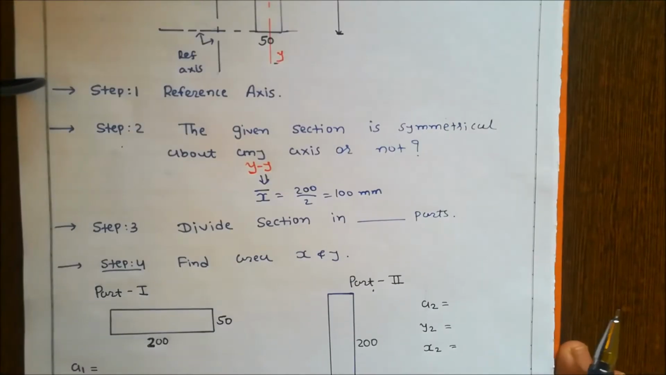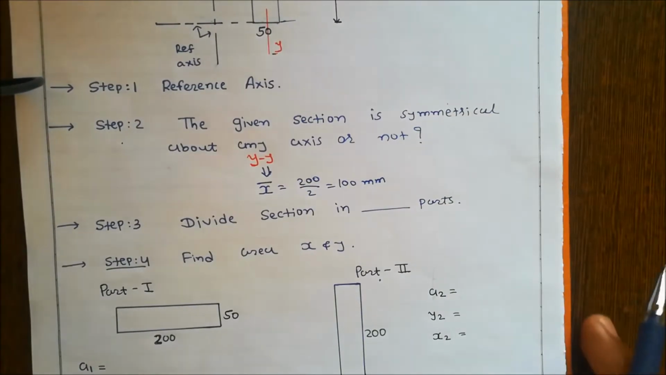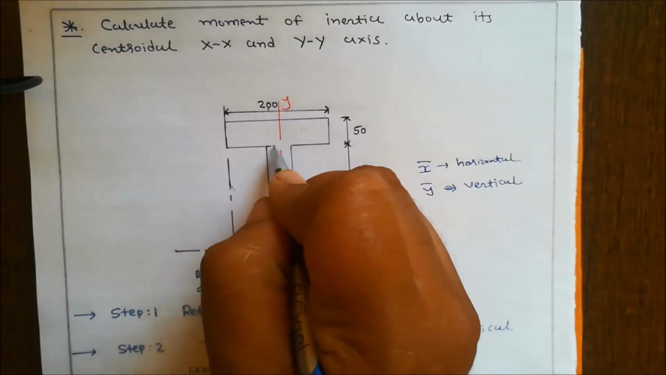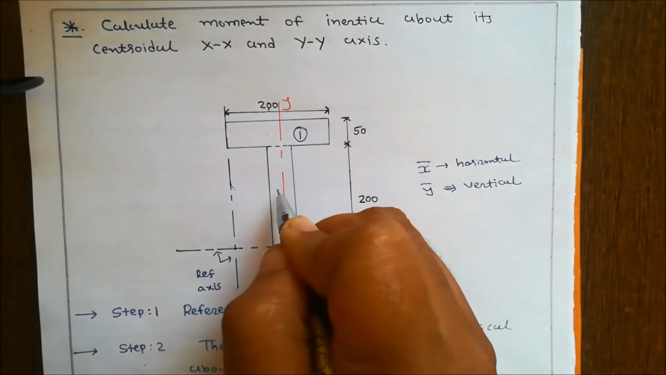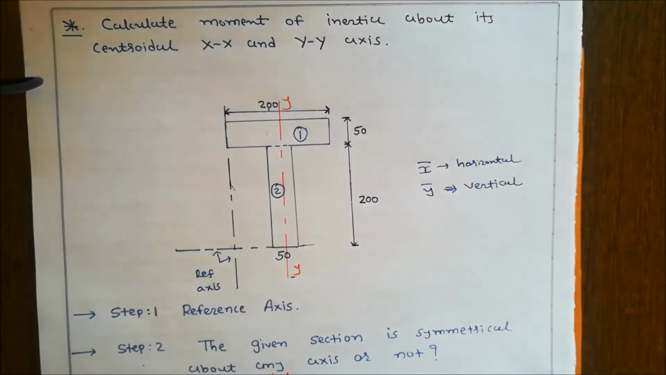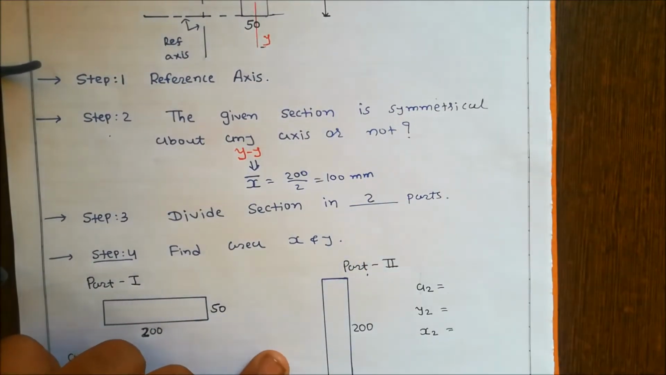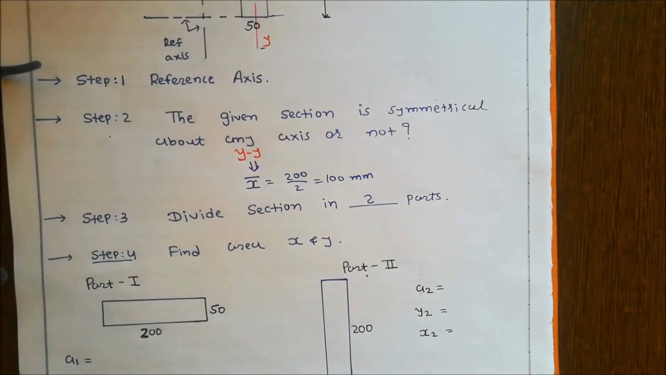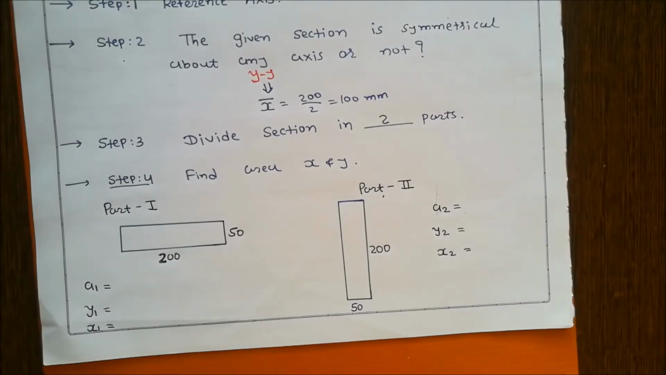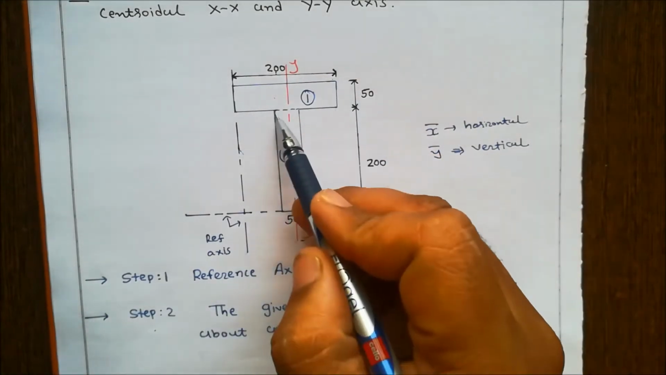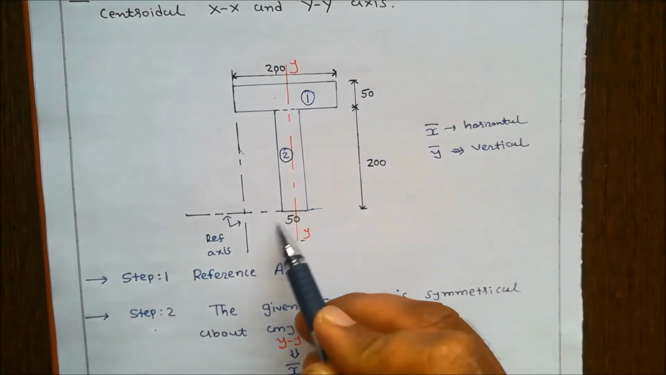In step number 3, divide the section into parts. So here in the T section, we see that there are two rectangles. So that is the first rectangle and here that is the second rectangle. So in step number 3, divide the section into two parts and these two parts are rectangles. In step number 4, find the area of each part, x1 y1 and x2 y2. So the first part dimension is 200 multiplied by 50 and the second part dimension is 200 multiplied by 50.